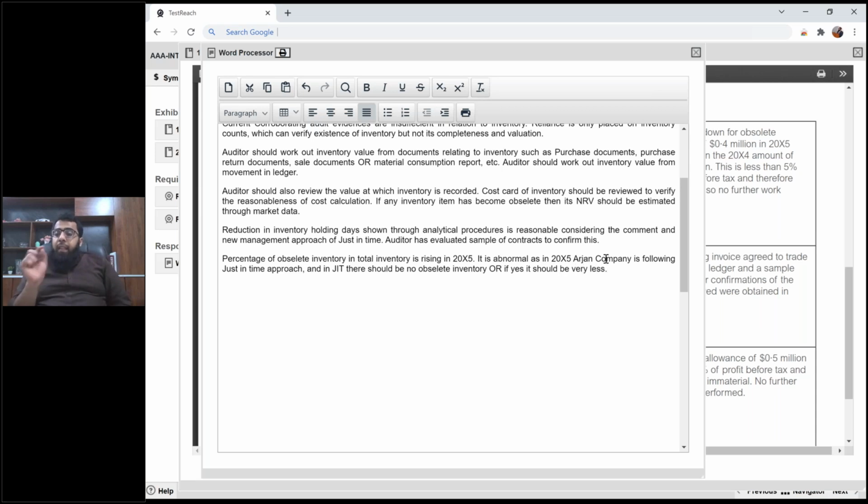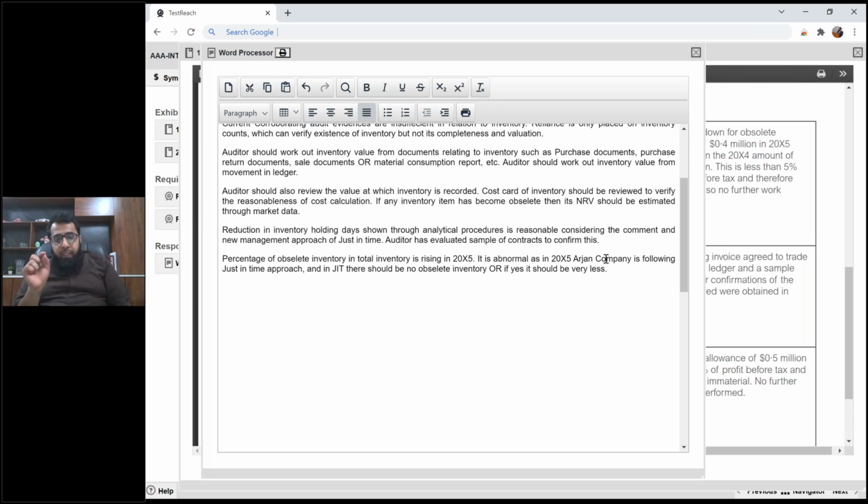Yes, in amount terms, it is reducing currently also, since the inventory value has reduced by 84%, so 10% of a smaller amount will be a very small amount. But we disagree on the percentage also. This percentage of 10% should also be less. Why is 10% of the total inventory obsolete when you are following just in time? What is just in time? When we get a customer order, then only we manufacture it. So how can the goods get obsolete?